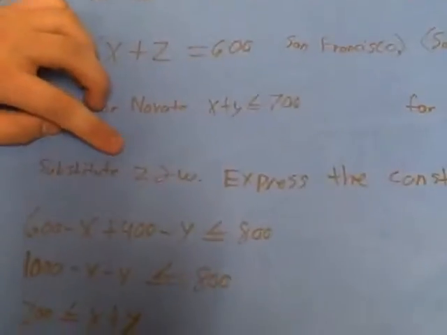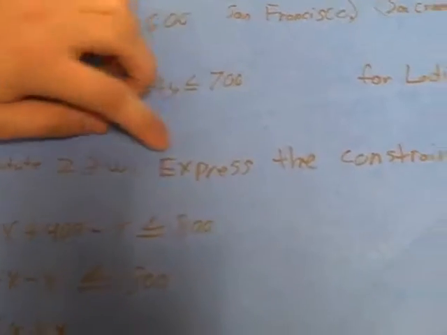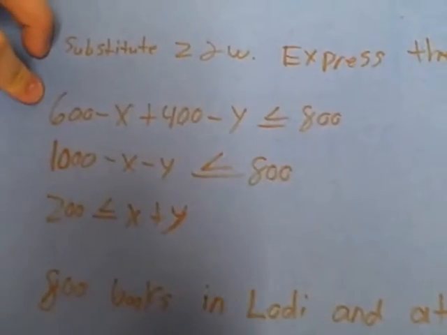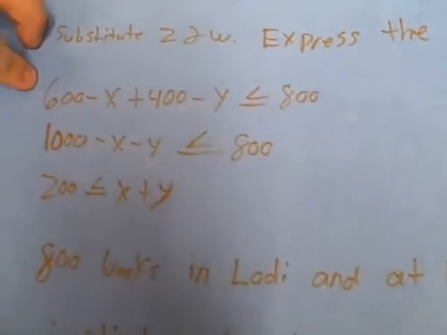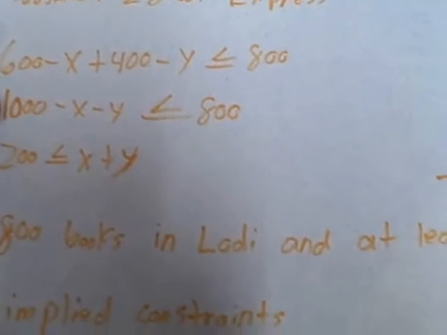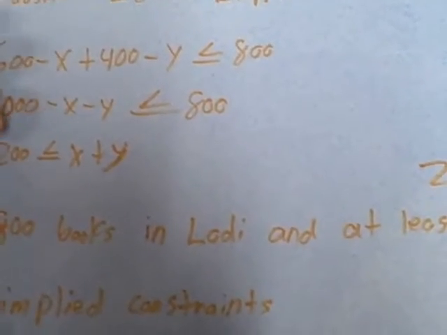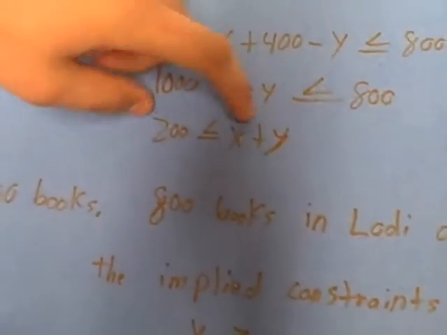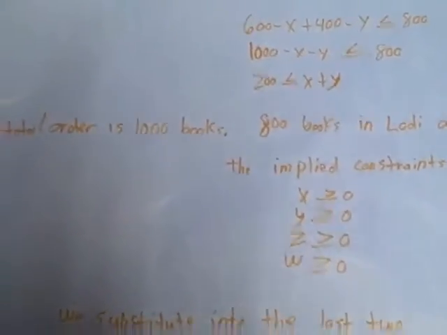It tells us to substitute z and w for x and y and express the constraint in terms of x and y. That gives us 600 minus x plus 400 minus y is less than or equal to 800, which gives us 1000 minus x minus y less than or equal to 800, which gives us 200 less than or equal to x plus y. Now, the total order of the books is 1,000, with 800 books in Lodi, so at least 200 books will come from Novato.